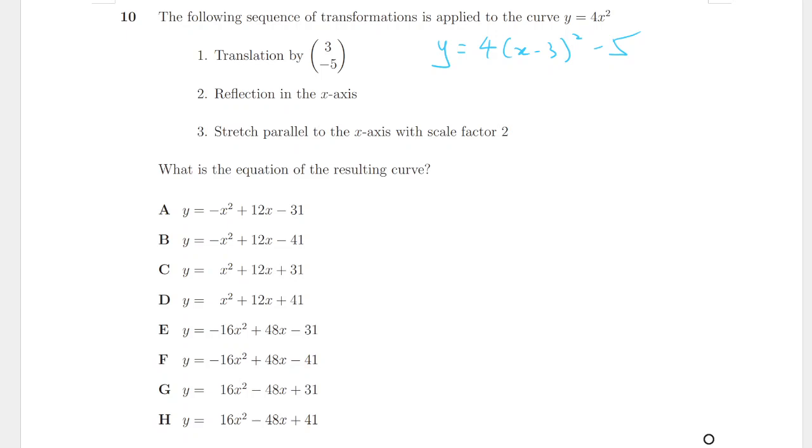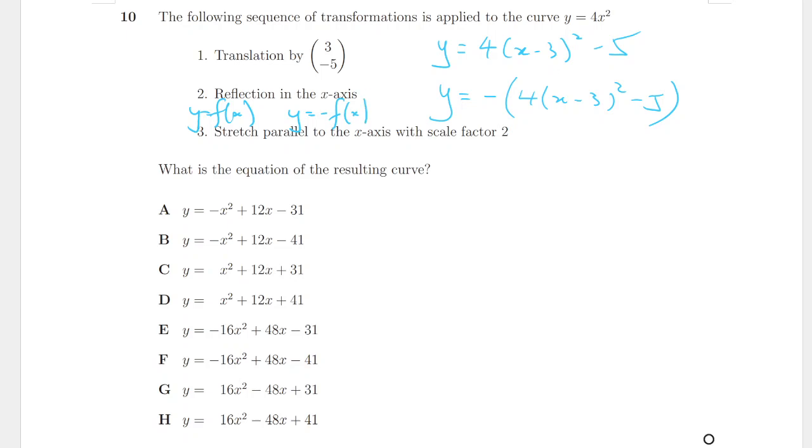Reflection in the x-axis, what does that mean? That means that you flip the y basically, right? So y equals minus whole chunk. Make sure you take the whole chunk, please. Normally if y equals f(x), then the reflection in the x-axis is y equals negative f(x), right? That's why it's negative of the whole thing.